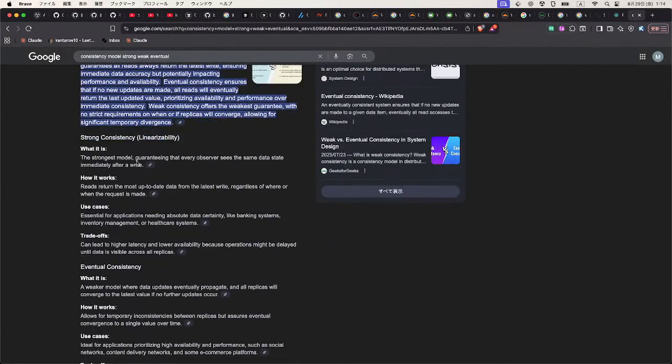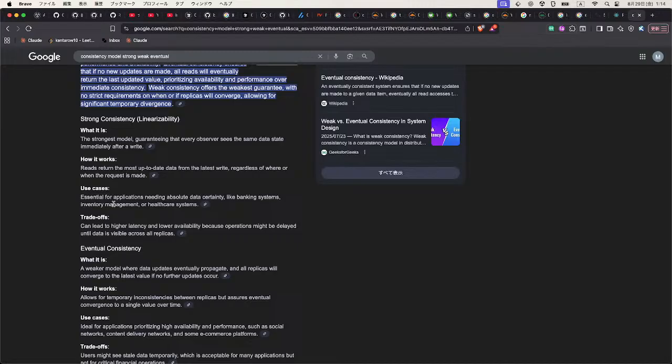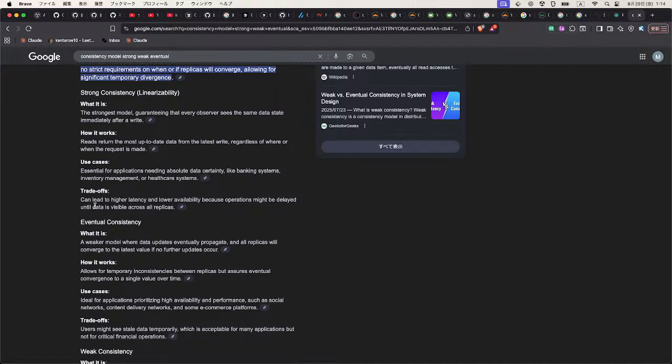Strong consistency is the strongest model, guaranteeing that every observer sees the same data state immediately after a write. A read returns the most up-to-date data from the latest write, regardless of where or when the request is made. It is essential for applications needing absolute data accuracy, like banking systems, inventory management, or healthcare systems. It can lead to higher latency and lower availability because operations might be delayed until data is visible across all replicas.